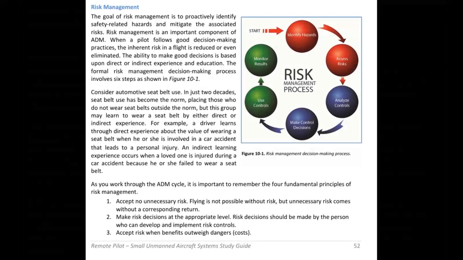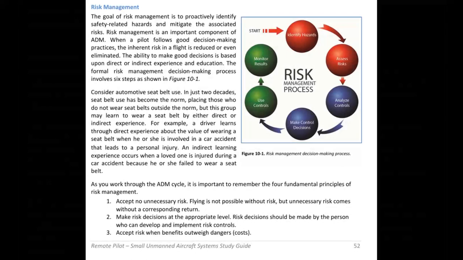Consider the automotive seatbelt use. In just 2 decades, seatbelt use has become the norm, placing those who do not wear the seatbelts outside the norm. But this group may learn to wear a seatbelt by either direct or indirect experience. For example, a driver learns through direct experience about the value of wearing a seatbelt when he or she is involved in a car accident that leads to personal injury. The indirect learning experience occurs when a loved one is injured during a car accident because he or she failed to wear a seatbelt.